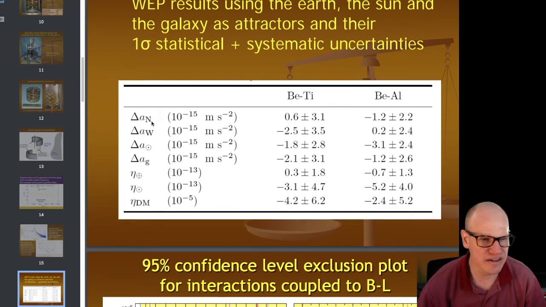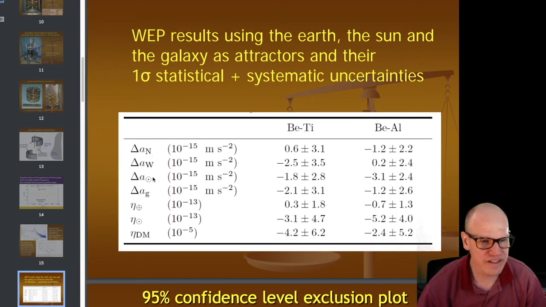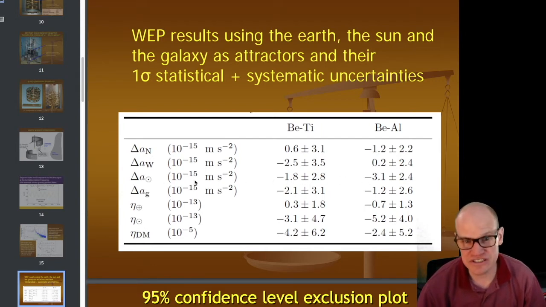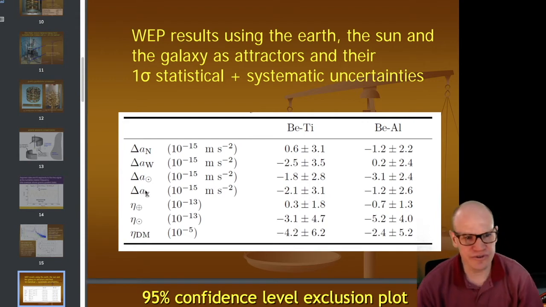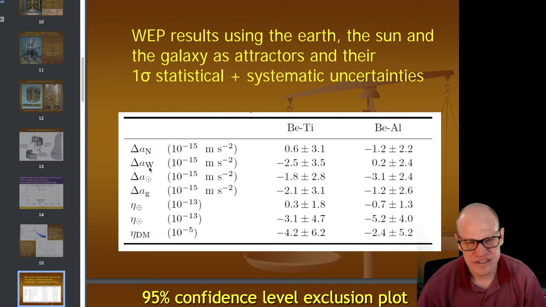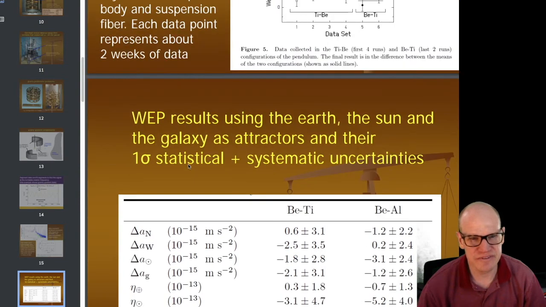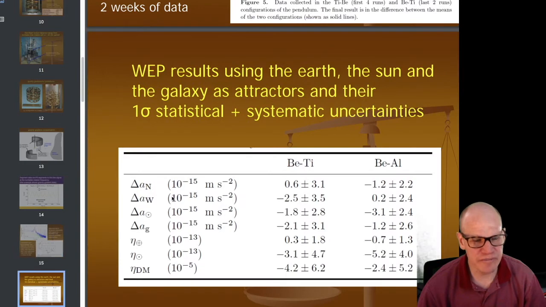And they look at, I don't know what n means. They have the sun, so they're looking at differences in acceleration between titanium and beryllium and aluminum relative to the sun. This is the galaxy probably right here. The change in differences in acceleration relative to gravity. I'm not sure what W is, and I'm not sure what N is. That's going to be some quantities. W might be, I don't know, the hillside, and N might be the something else.